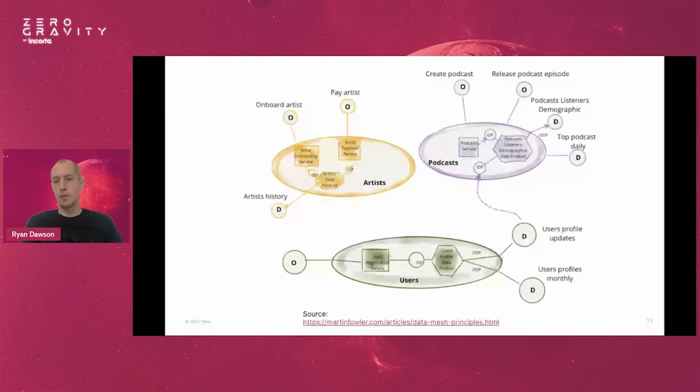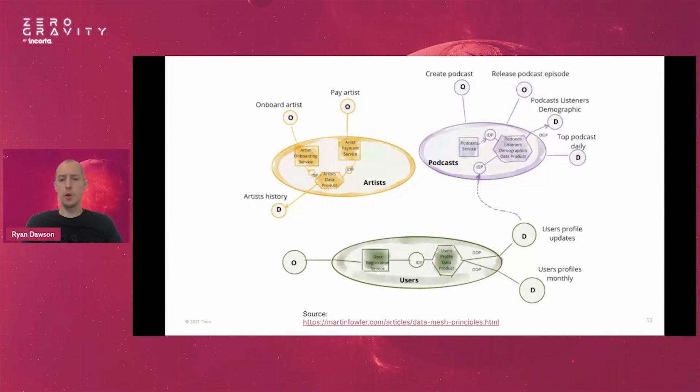At the bottom, we have the users domain, with a single operational system for user registration. The user profile data product is fed by that one operational system. It has two output ports, one for monthly summaries of user profiles, and one for feeding user profile updates, say as a live stream. So we see here the data output ports can be live feeds at a record level, or they can be aggregated data on a schedule.